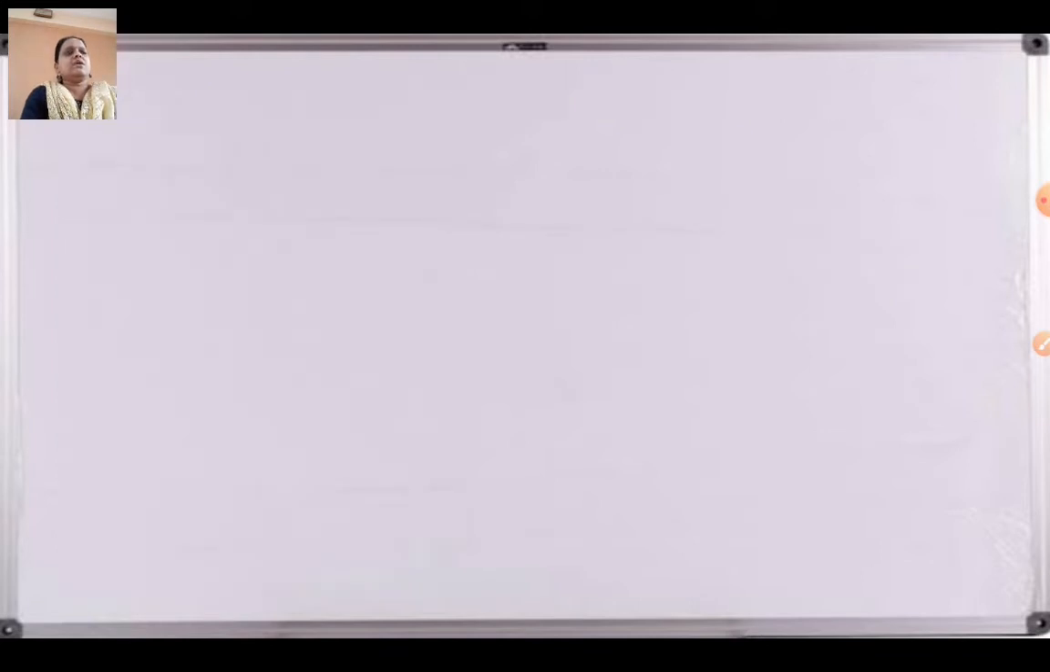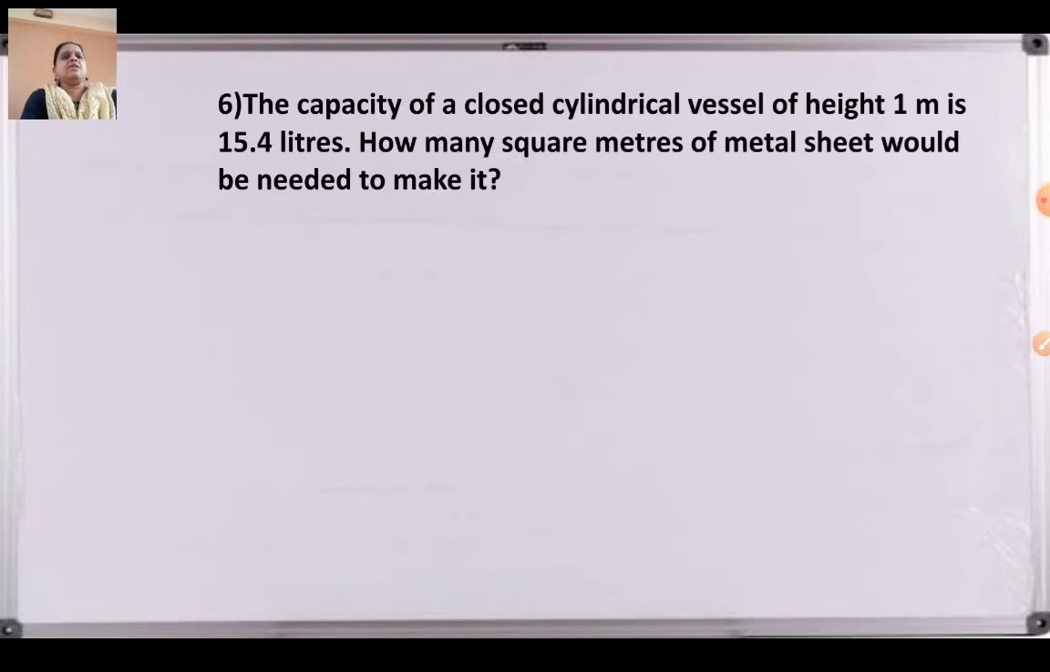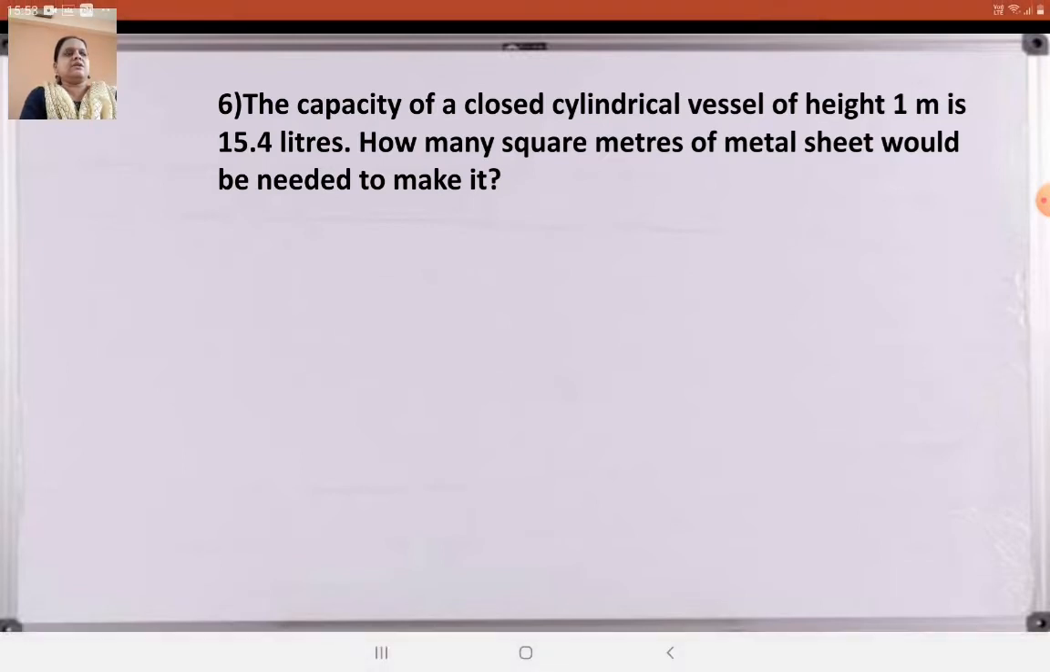Okay, now let us start with the next sum. The capacity of a closed cylindrical vessel of height 1 meter is 15.4 liters. How many square meters of a metal sheet would be needed to make it? Now let's again understand the sum first of all.